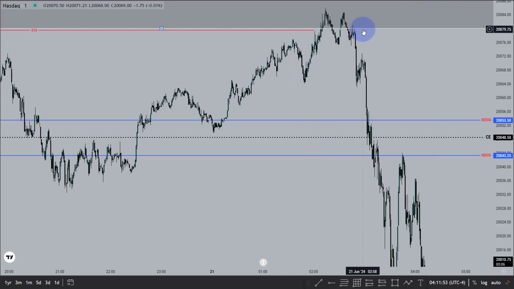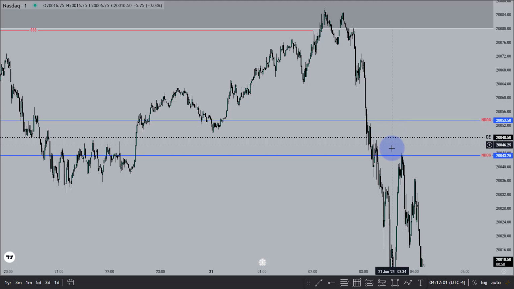But from there until this new day opening gap, I'm safe. From here to that fair value gap until this new day opening gap, I'm safe. I can look for a sell when the market is here, when the market came here and tapped this new day opening gap.